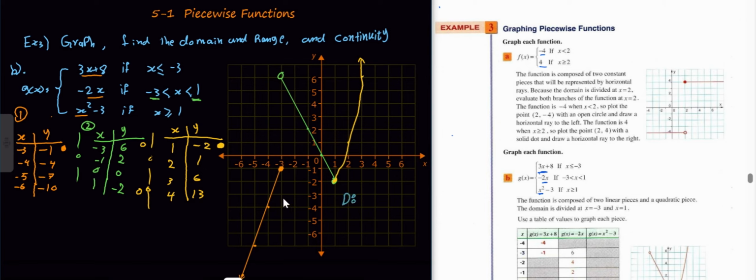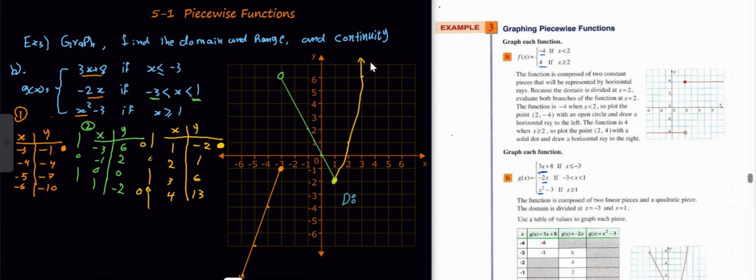For a domain, we are going to look at the x-axis. This line goes to negative infinity according to x. So from negative infinity, we have a graph until negative 3. From negative 3, we have a break. But here, it continues until 1. So we have another break, but it continues until positive infinity of x.